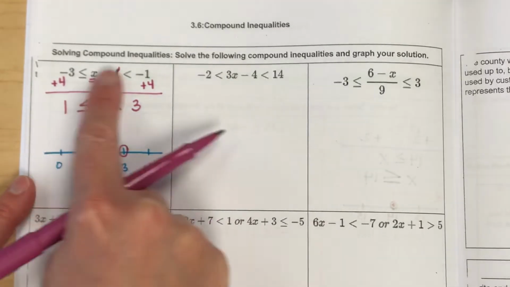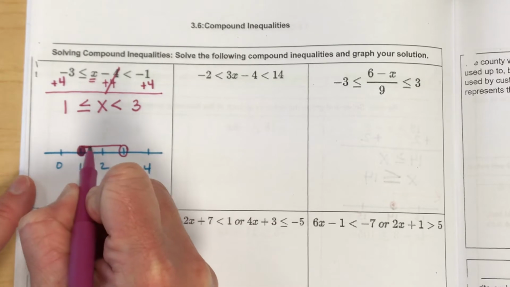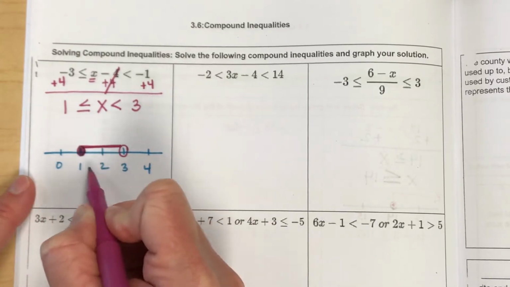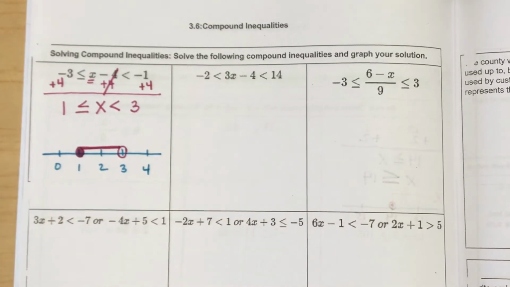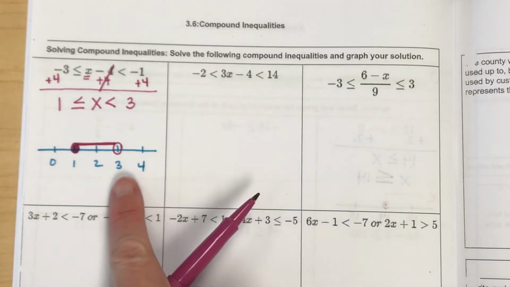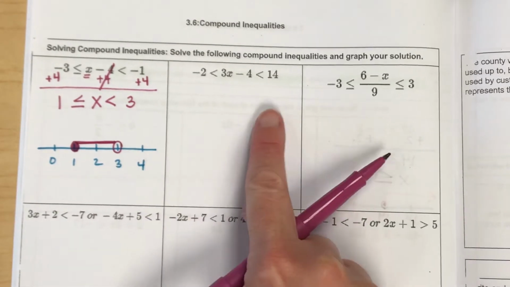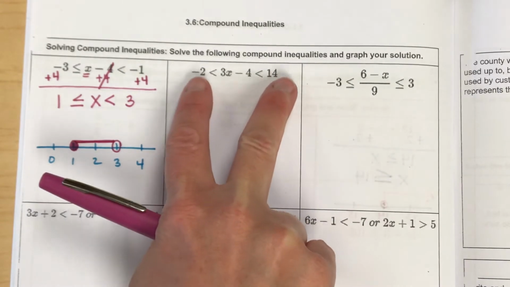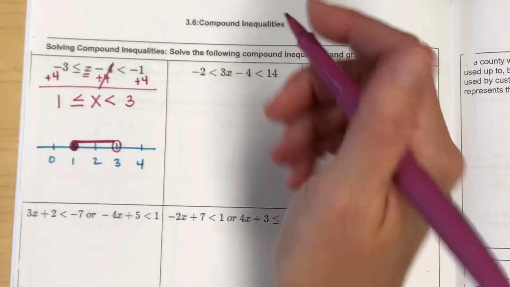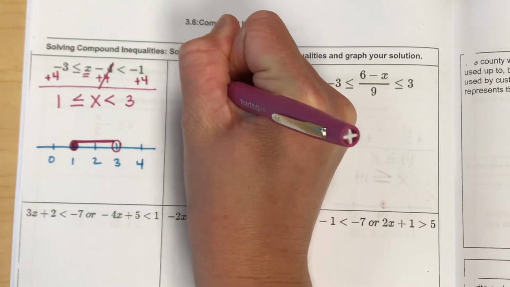If I have a compound inequality, my answers are numbers that are greater than or equal to 1 and at the same time less than 3. So it'd be all the numbers in between 1 and 3, inclusive of 1, not inclusive of 3. Okay, here's another one. Again, we're going to solve, but you want to solve both of your inequalities at the same time. So again, I'm going to start by adding 4 to both sides.